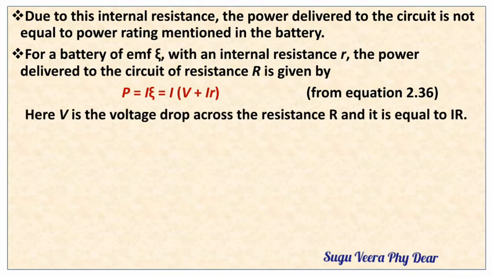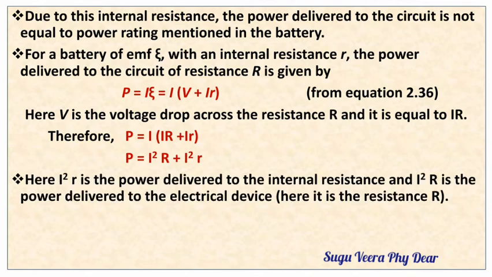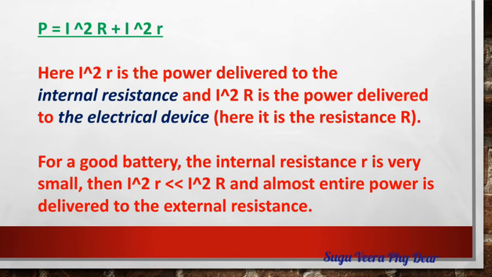Here capital V is the voltage drop across the resistance capital R and it is equal to capital I into capital R. Therefore, power equals capital I into (IR plus Ir). Multiplying the current into the bracket, power equals I squared R plus I squared r. Here I squared r is the power delivered to the internal resistance and I squared R is the power delivered to the electrical device, the resistance capital R.